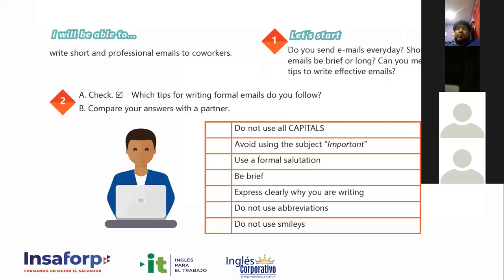Okay, nice. So in this class, you will be able to write short and professional emails to coworkers. So which tips for writing formal emails do you follow? Next check. We have, for example, do not use all capitals, avoid using the subject important, use a formal salutation, be brief, express clearly why you're writing, do not use abbreviations, and do not use smileys. So which of these tips do you follow when you write formal emails, professional emails?